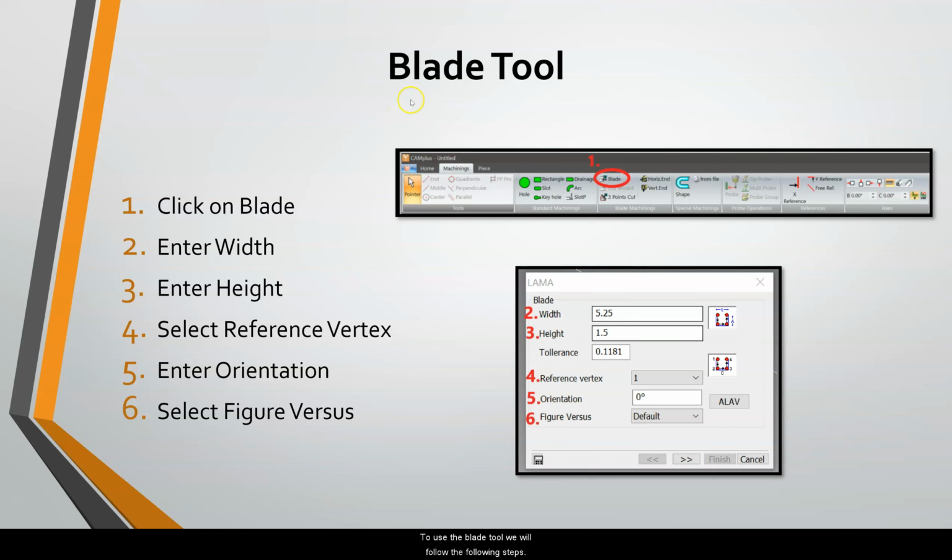To use the blade tool, we will follow the following steps. 1. Click on blade. 2. Enter the width. 3. Enter the height. 4. Select the reference vertex. 5. Enter the orientation. 6. Select the figure vertex. In the following examples, I will be going over how to properly fill out this pop-up window.